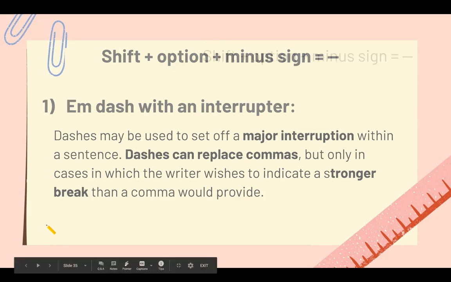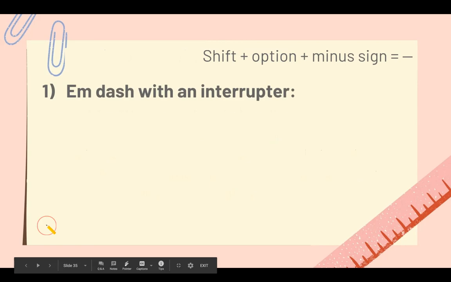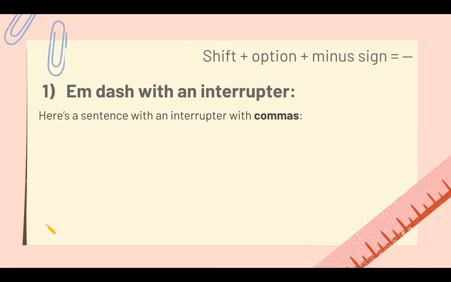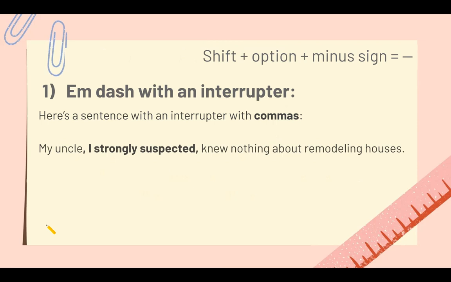So here's a sentence with an interrupter with commas. Take a look. My uncle, I strongly suspected, knew nothing about remodeling houses. This is called an interrupter. You don't really need it for the sentence to work. If we take it out: my uncle knew nothing about remodeling houses. Uncle is the subject, knew is the verb. So we don't need "I strongly suspected." It's extra information. It's an interrupter and it's set off with commas.